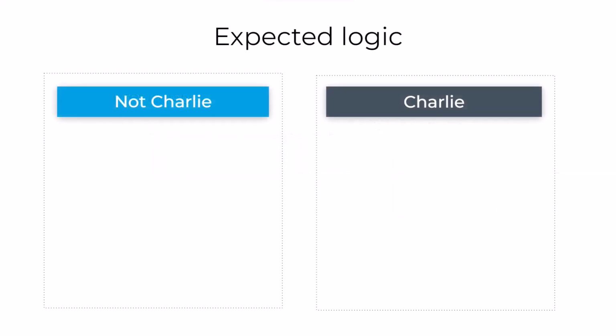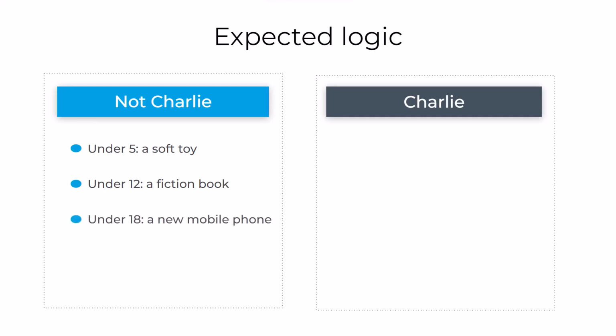First, let's have a look at what we want our code to do. The function we have already written for you is a gift generator. If the recipient is anyone but Charlie, they'll get an age-appropriate gift. Any child under 5 years of age will receive a soft toy. If they are 5 or older but less than 12, they'll get a fiction book to stimulate their love of reading.